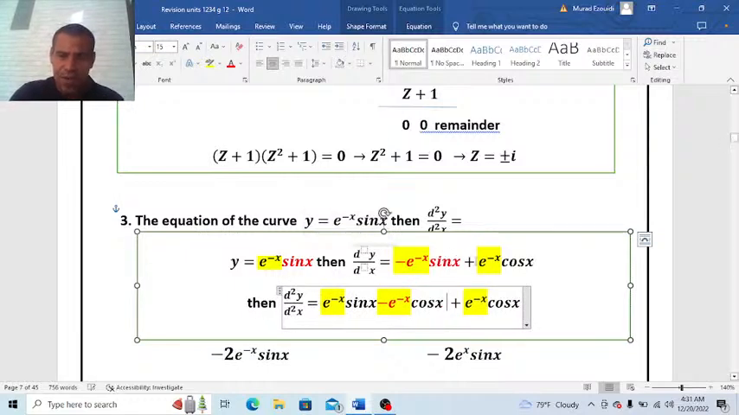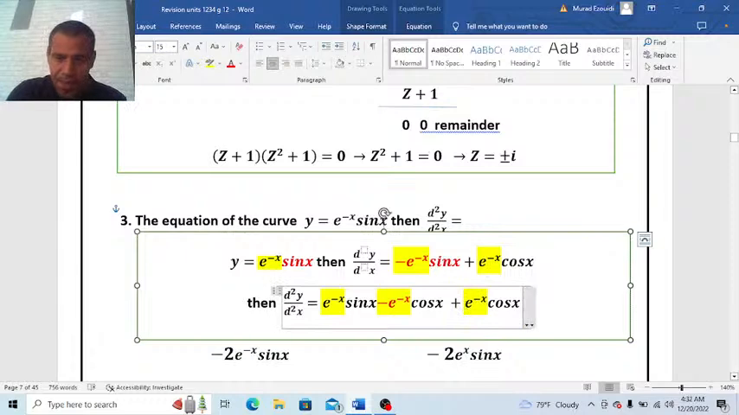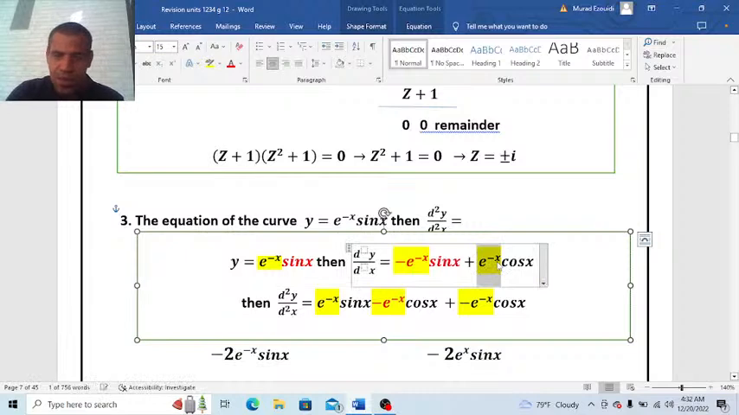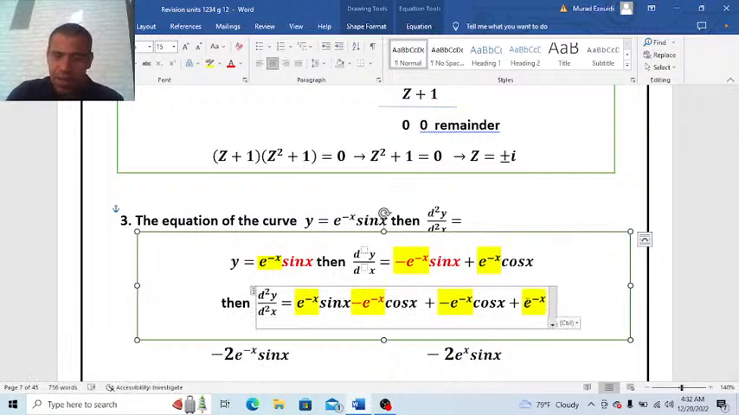I will move to the second one. I will try to differentiate this. The first derivative of exponential of minus x gives minus exponential of minus x cosine of x, plus, then plus exponential of minus x sine of x.